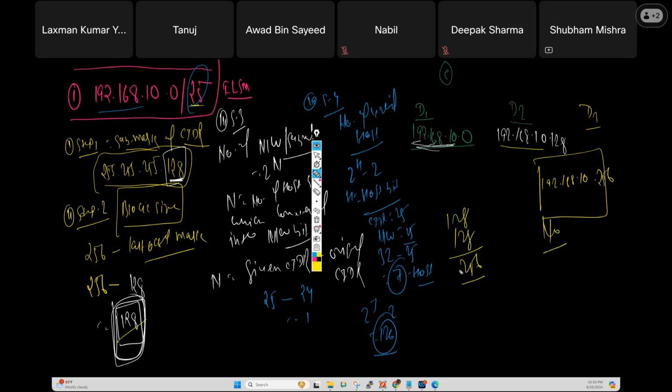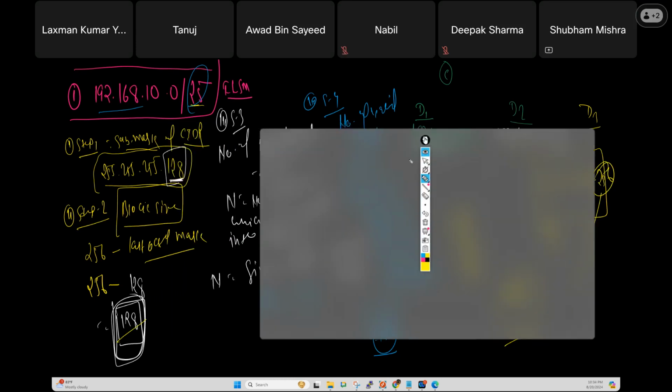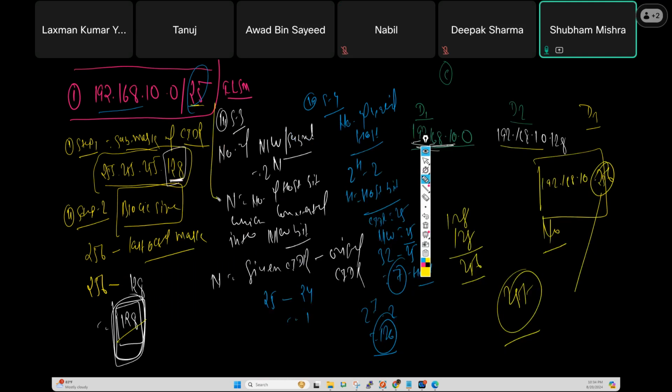This is not valid. Why? What is the value? 256. And the maximum value you can write is how many? 255. See here, if you remember, here is what I calculate in step number 3.